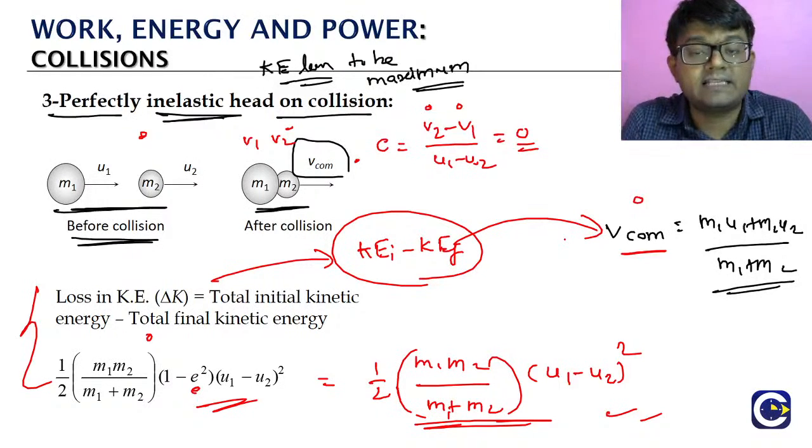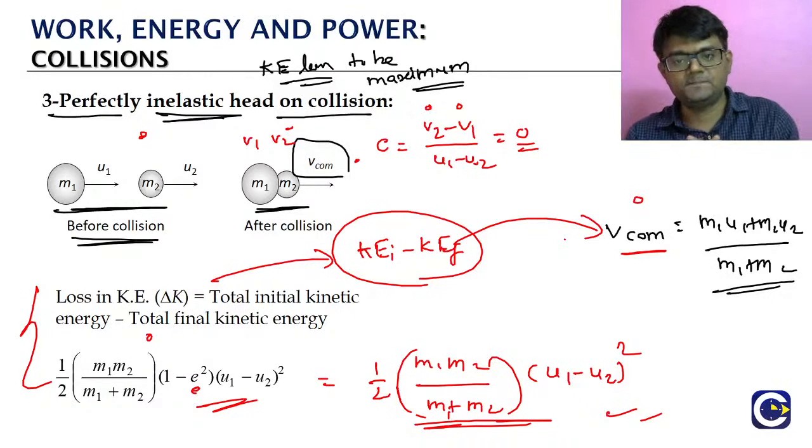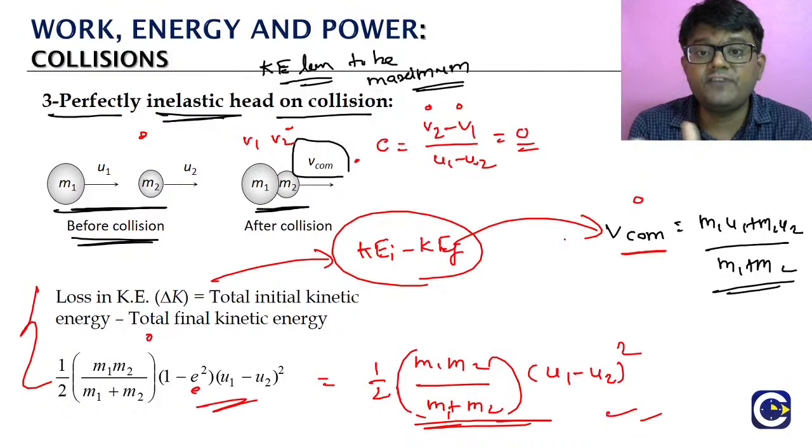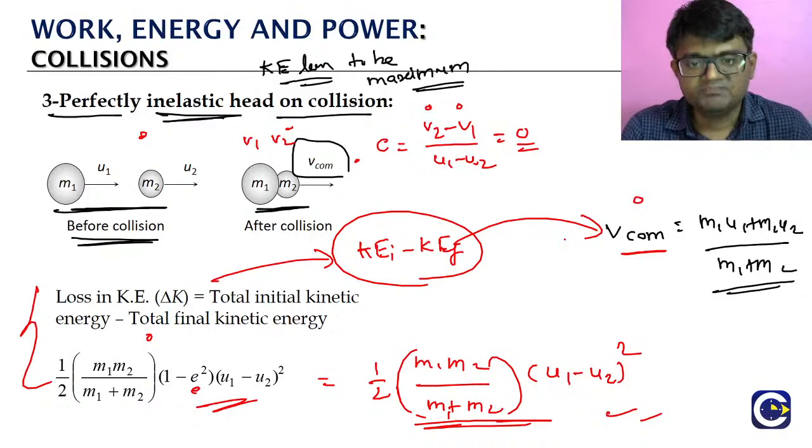So all these are the examples we can think of for the perfectly inelastic head-on type of collision. What happens? They will stick and move together. Now we are again emphasizing this is only for the head-on type. Why? Because when we go to the oblique collision, the objects will not always stick and move.